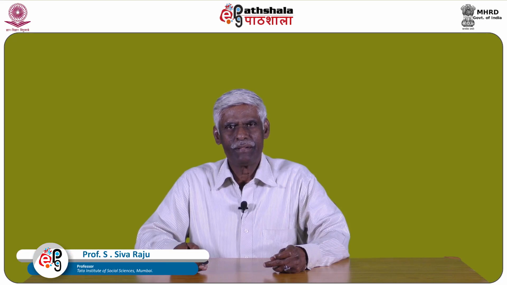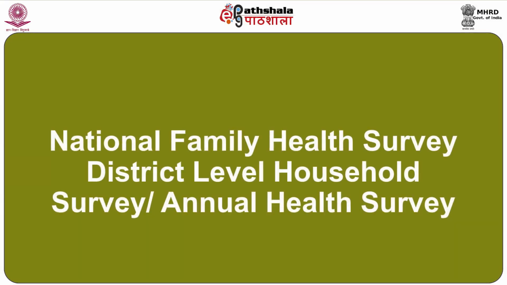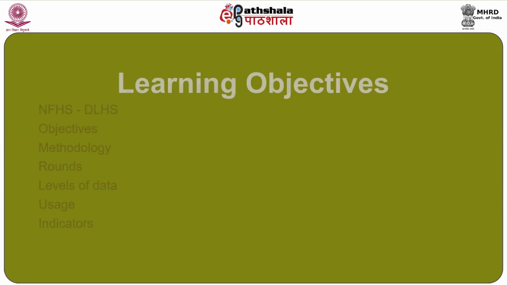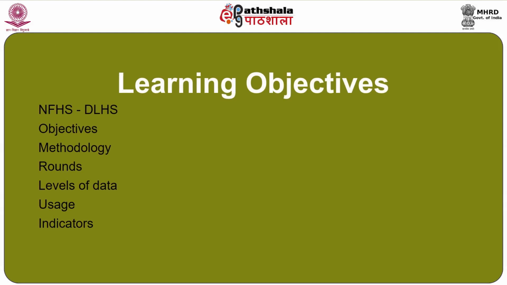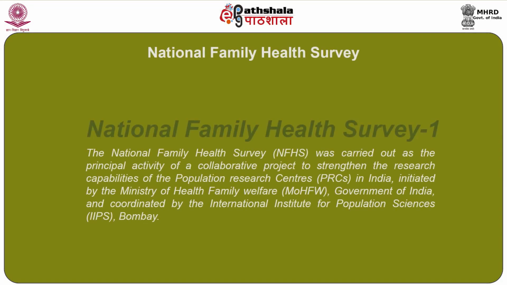Dear students, in this module, number 7 of paper 3, we will be covering the various major national level macro level surveys like National Family Health Surveys, district level health surveys, annual health surveys, how they have been carried out, what are its objectives, what is its methodology, and what rounds, how many levels of data that has come out from these sources, and what are its usages, what are the indicators through which these sources of information have been captured through various surveys are going to be the major focus. Let's begin with National Family Health Survey.